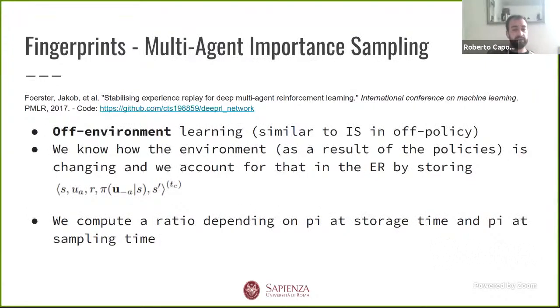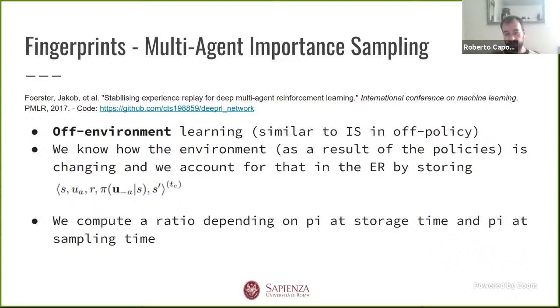And this is an idea which is similar to importance sampling, although in its implementation for fingerprints, it's different. But in fact, one of the things that they propose is exactly importance sampling, and then they come up with the idea of fingerprints, and they also compare these two approaches. So the multi-agent importance sampling, in this case, allows us not only for off-policy learning, but also for off-environment learning. So this is similar to importance sampling standard in reinforcement learning, except that now we're doing, instead of off-policy, off-environment.